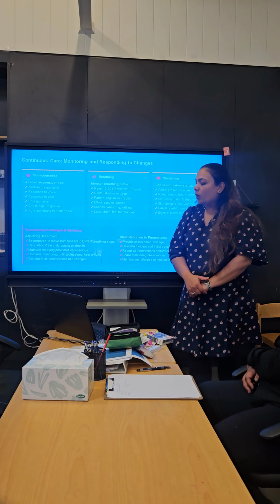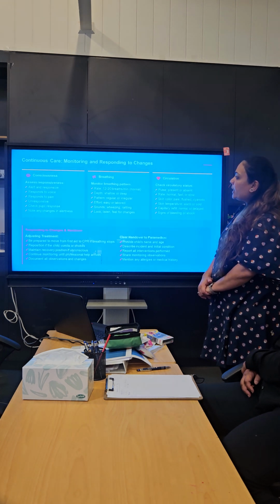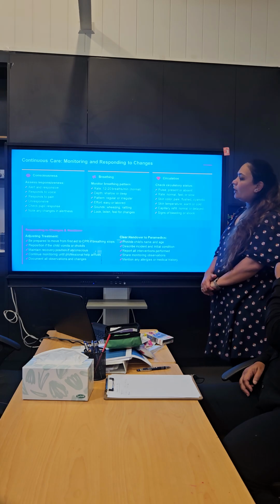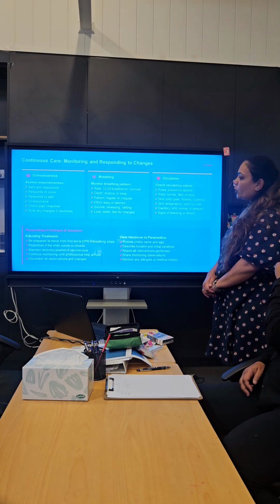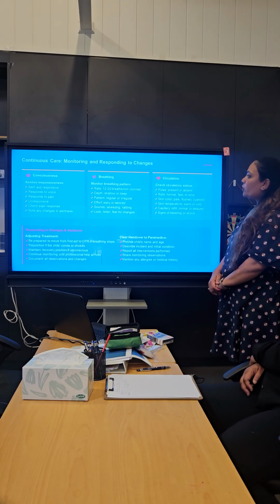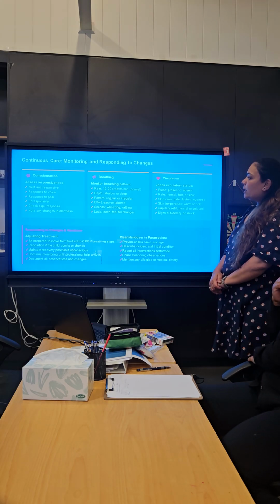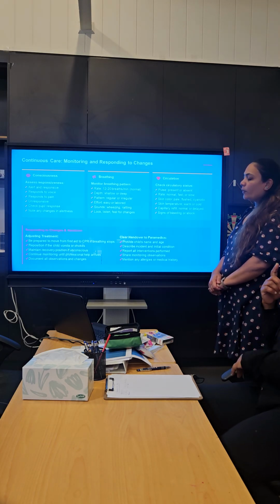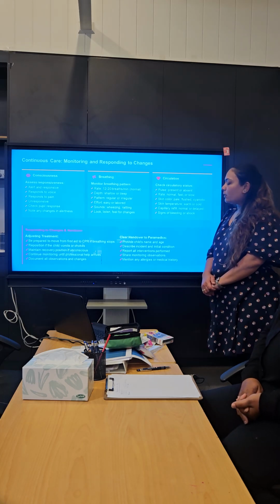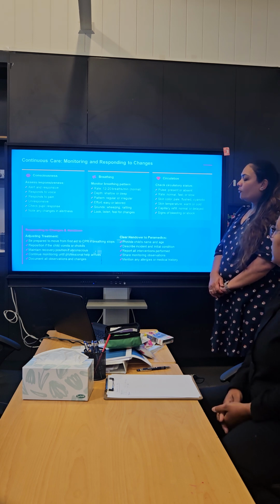So, continued care, monitoring and responding to changes. Consciousness: assess if responsive, alert and responsive, responds to voice, responds to pain, or unresponsive. Check the person's response and note any changes in alertness. Breathing: monitor breathing pattern. A rate of 12 to 20 breaths per minute is normal. Depth: shallow or deep. Pattern: regular or irregular. Effort: easy or labored. Sound: wheezy or rattling. Look, listen, and feel for change.